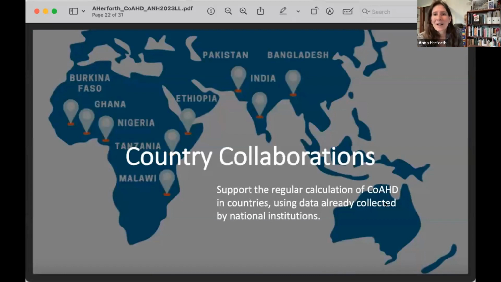So before moving on, I just want to give a brief overview of some of the work we have done in countries. You can see in the map the focus countries for food prices for nutrition that are highlighted, where we've been supporting the regular calculation of these indicators using the data that's already collected by national institutions.